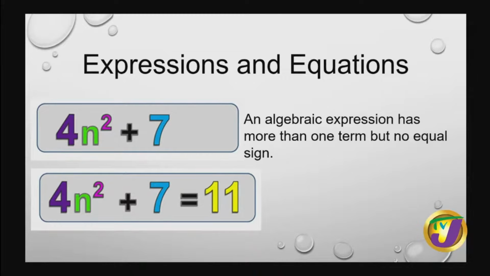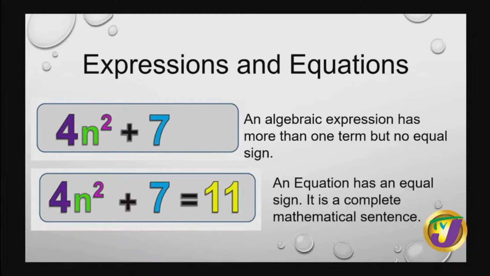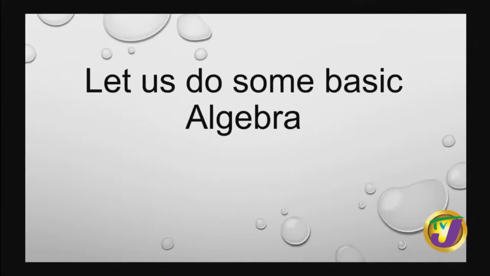Now you have 4n squared plus 7 equals 11. This is an equation. It has an equal sign. It is a complete mathematical sentence. So it is different from an expression. And we'll look at it as we go through. So let us do some basic algebra now.